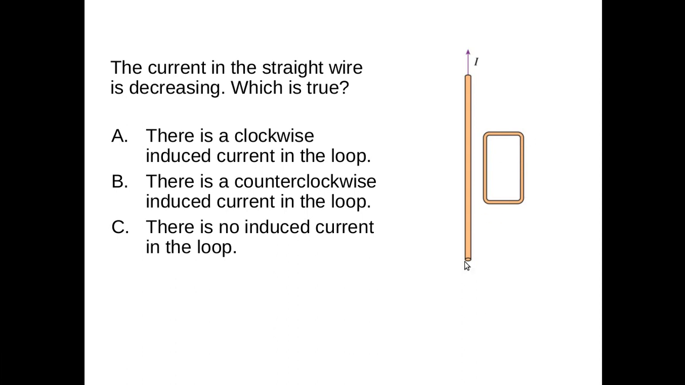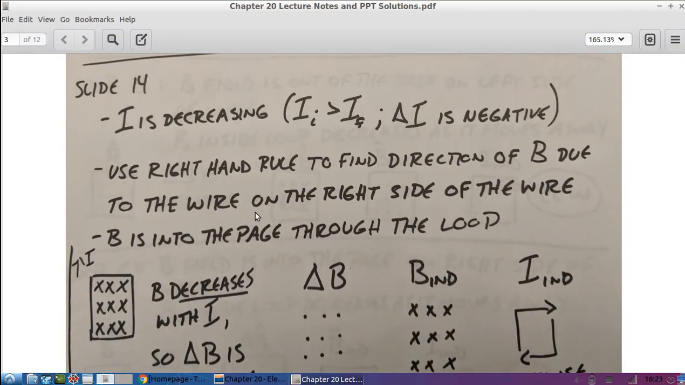So the first thing I'm going to do is the right hand rule for a current carrying wire. I grab that loop with my right hand and curl my fingers around. When my fingers are on the right side of this wire, they're pointing into the page.